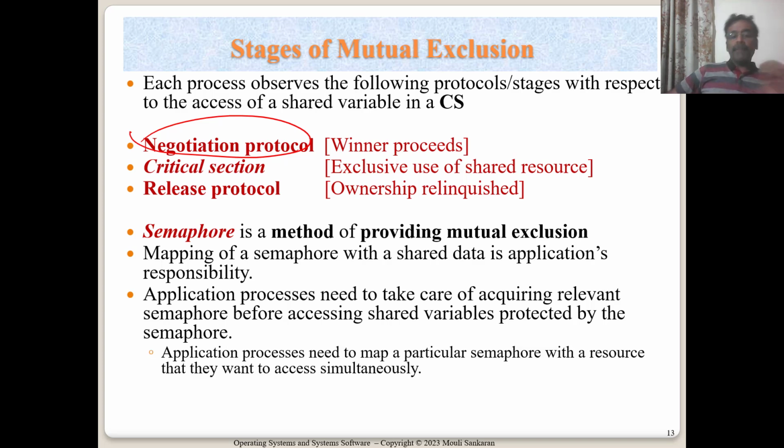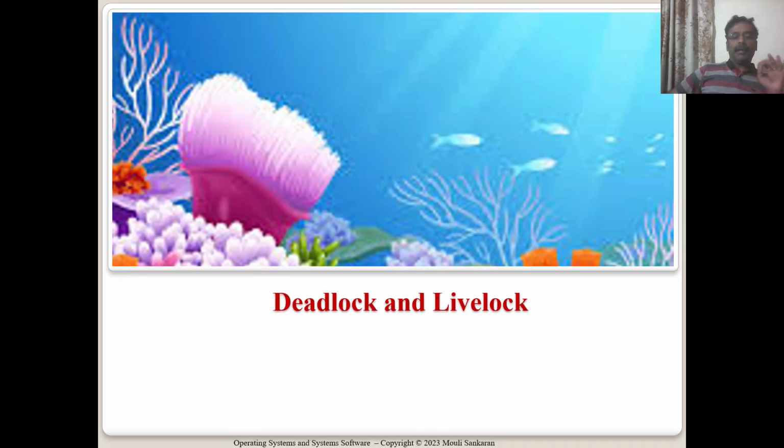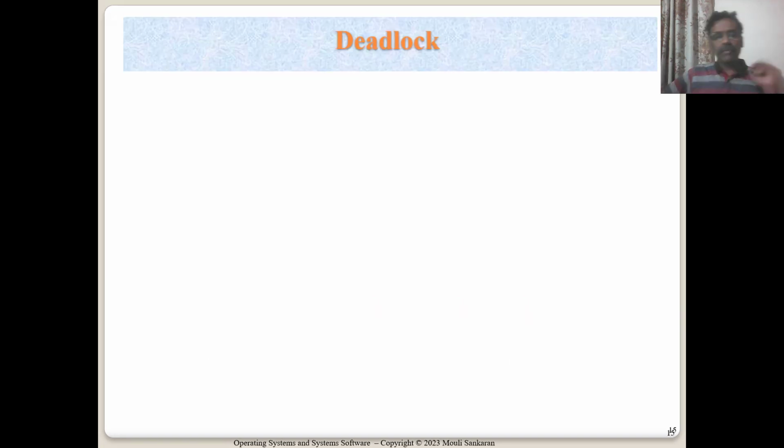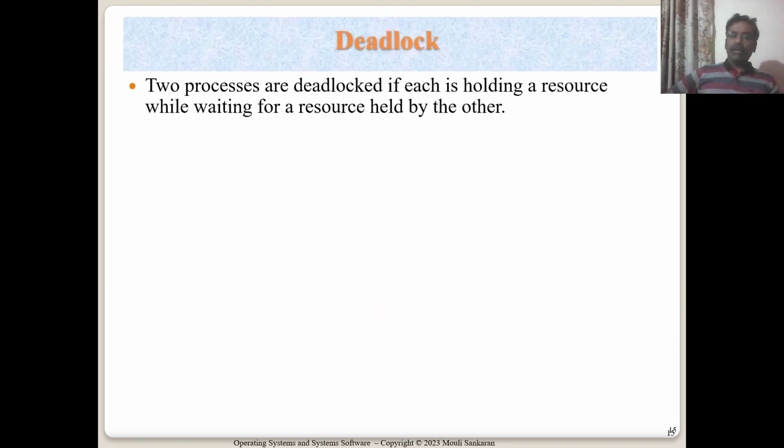Application processes need to map a particular semaphore with a resource. Okay. Now, before we end this section, let us get an understanding of what is a deadlock and what is a livelock. Two processes are deadlocked if each is holding a resource while waiting for a resource which is being held by the other.